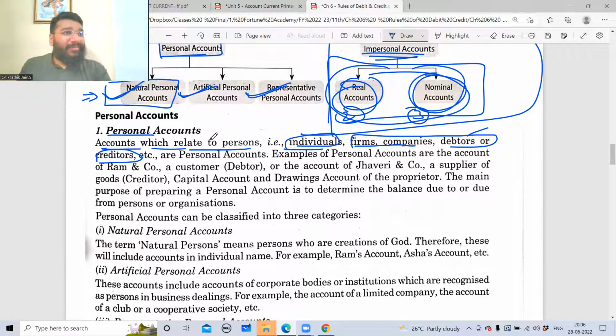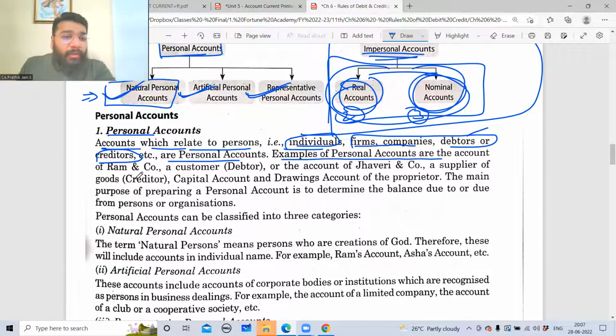No. Stock is already there. Stock is an asset. Inventory is an asset. It will stay in the real account only. No, I'll tell you why. Now, guys, individual firms, companies, debtors or creditors are personal accounts.